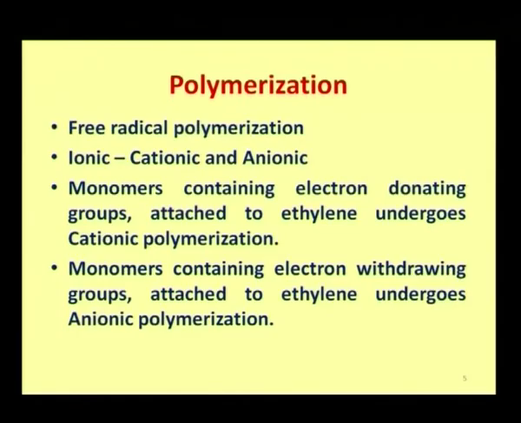So, there are basically 3 types of polymerization mechanisms available: free radical polymerization or ionic. Ionic could be cationic and anionic. In the case of cationic polymerization, monomers which contain electron donating groups attached to the ethylene molecule favorably undergo cationic polymerization. In the case of anionic polymerization, those monomers which contain an electron withdrawing group attached to the ethylene molecule favorably undergo anionic polymerization.